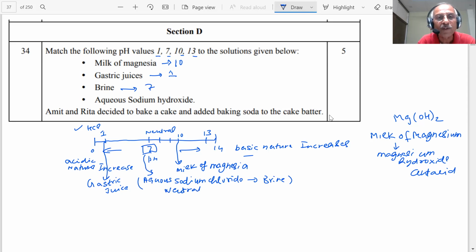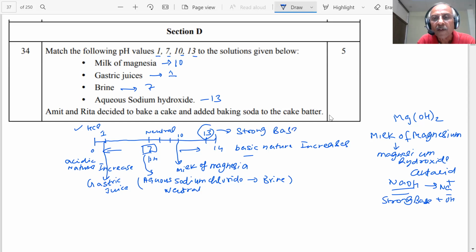Neutral. Now coming to aqueous sodium hydroxide. What is sodium hydroxide? It is a strong base, student. Aqueous, it will have Na+ and OH minus. It is a strong base. And where are the strong bases? Here, pH 13, student. This will have pH of 13. So this is a strong base. Therefore, students, my purpose is to not only give the answer, but to give a complete explanation of each and every question.